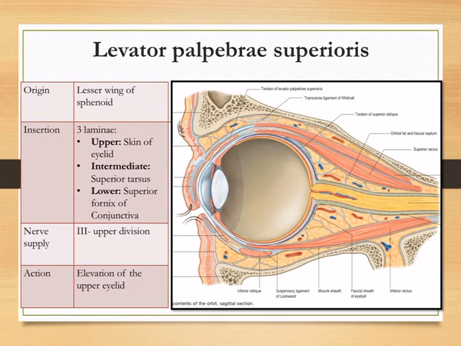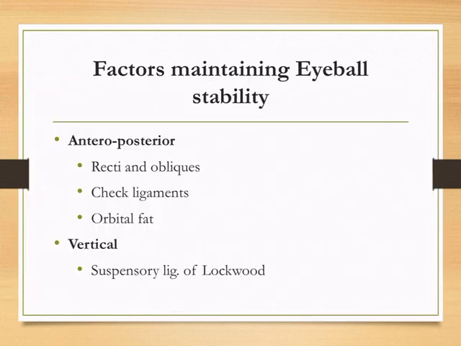Now, the nerve supply is by the upper division of the oculomotor nerve, and the action is the elevation of the upper eyelid. We'll be studying a syndrome which involves the T1 segment, which can lead to what is known as ptosis or drooping of the eyelid, P-T-O-S-I-S. Study that in clinical anatomy, not in detail though.